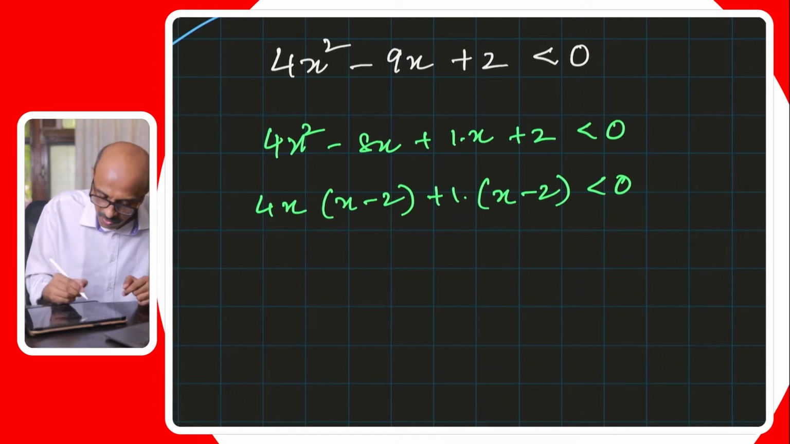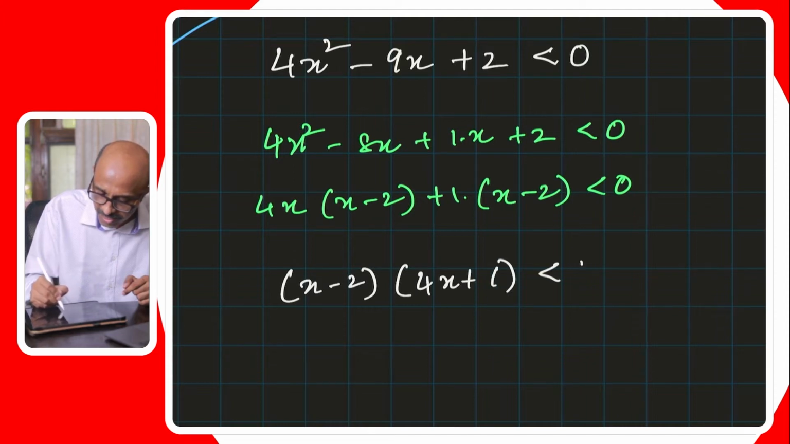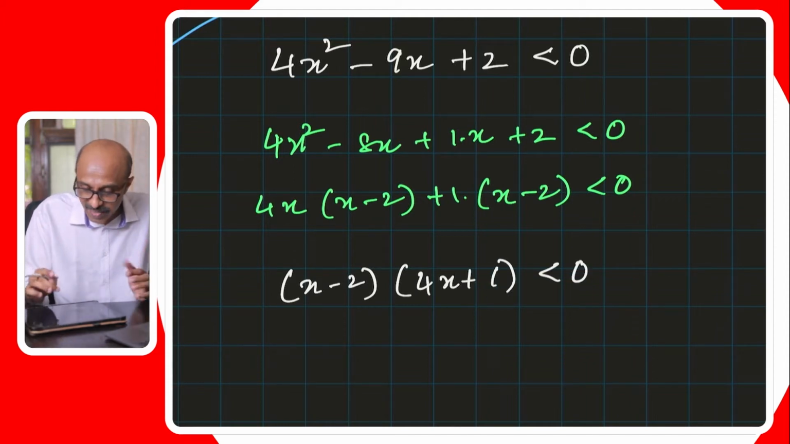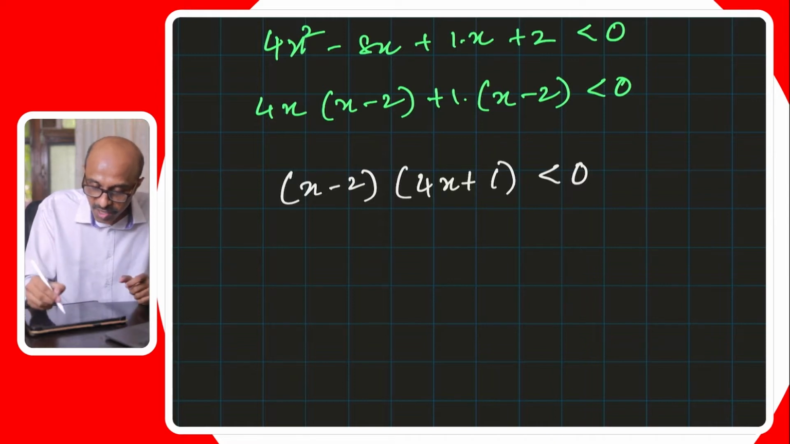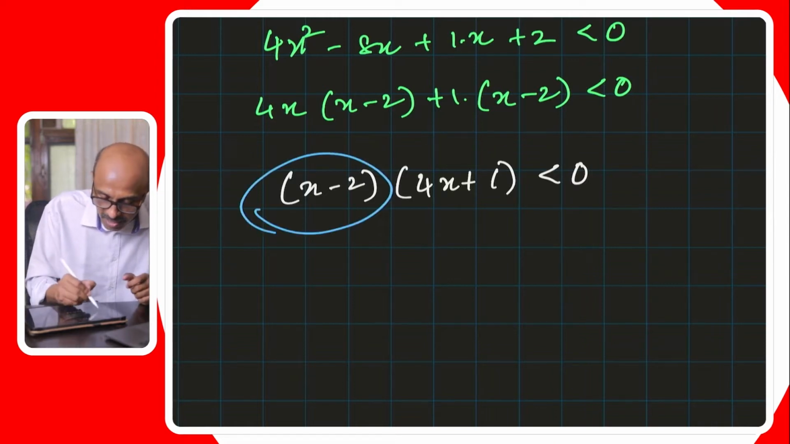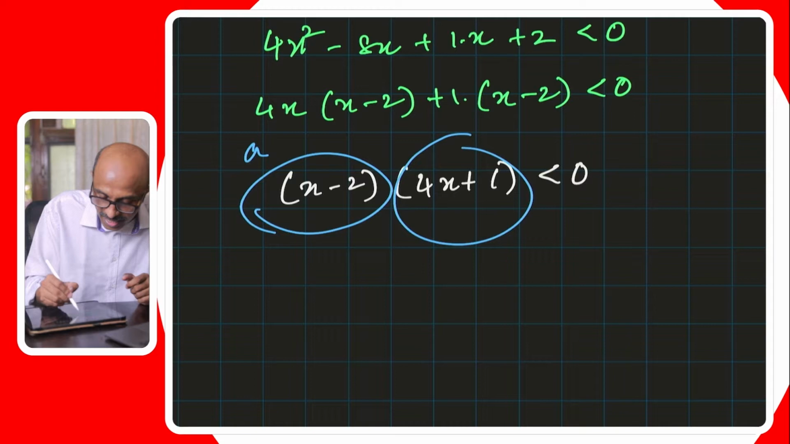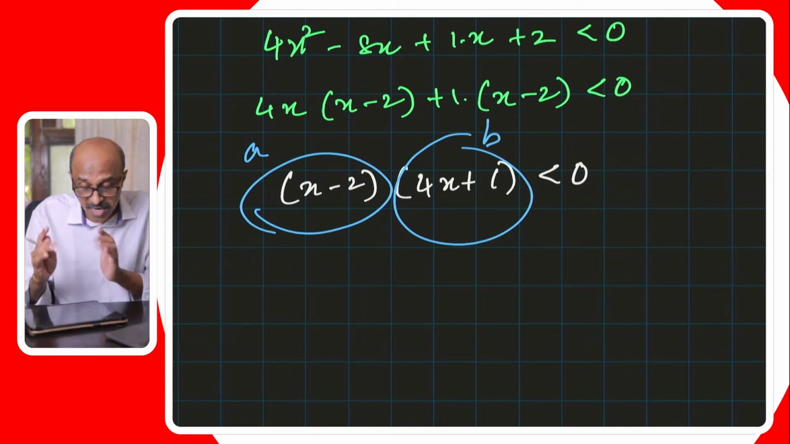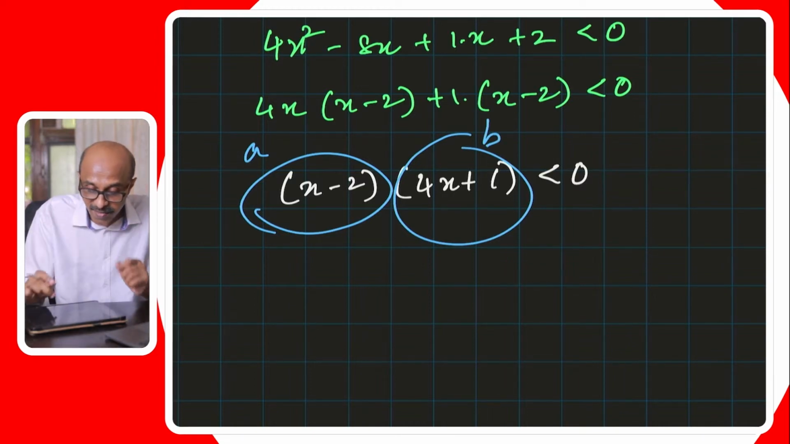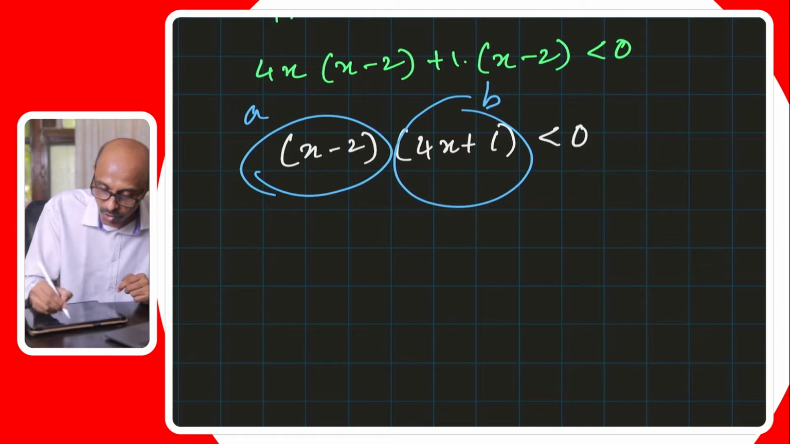Once we have this, the factors are (x minus 2) times (4x plus 1) is less than 0. Less than 0 means negative, and we said the product of two terms. What are the two terms here? That's one term, consider that as term A. And that's another term, consider that as term B. When will A times B be negative? Well, there are two cases again. What are those two cases?